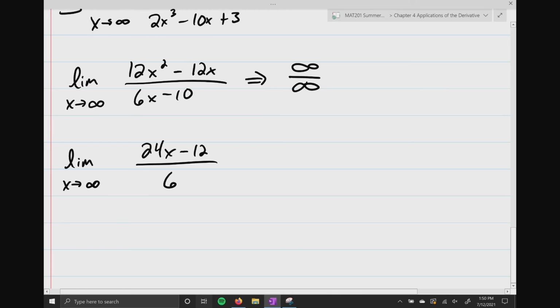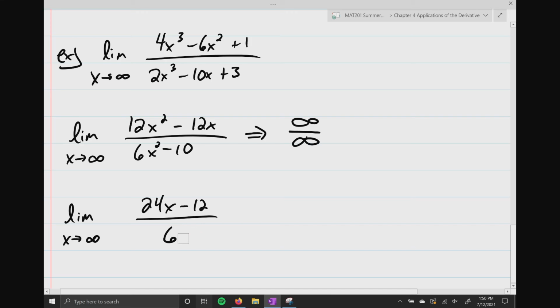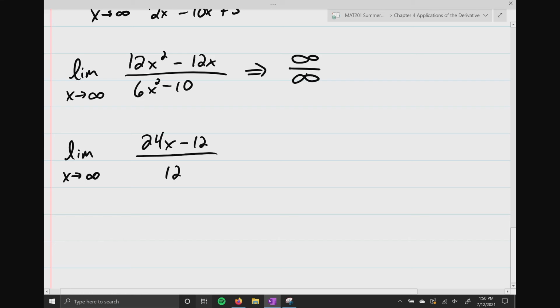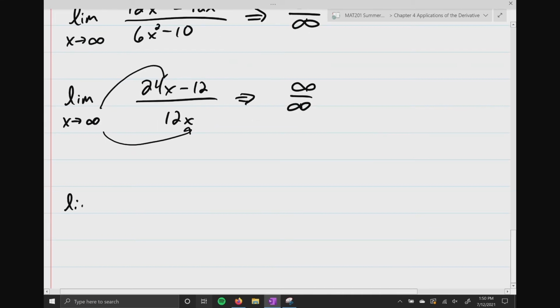Oh, sorry. Did I make a mistake? Yeah. This is actually 6x squared. So this should be 12. I'm sorry about that. Now, if I use direct substitution here, notice I still get infinity over infinity, no matter what, because I'm substituting infinity in for x in both the numerator and denominator. So I use L'Hopital's rule one more time. That's going to give me 24 over 12. Notice here, there's nothing for me to substitute in my limit. So I just take 24 divided by 12, and I get 2.